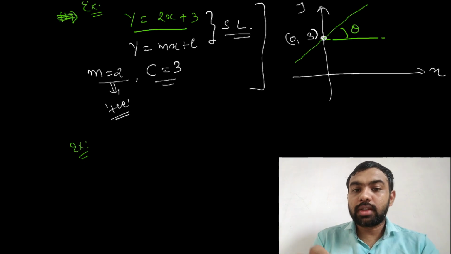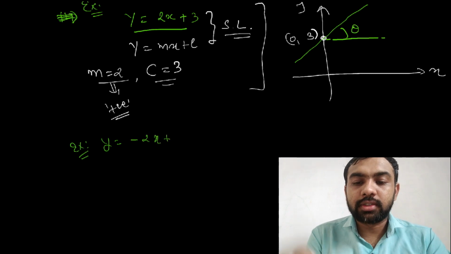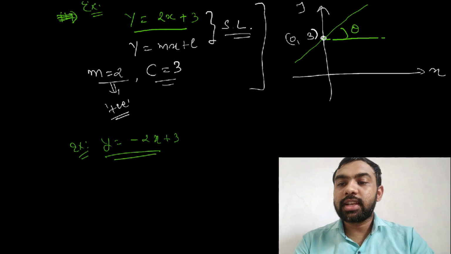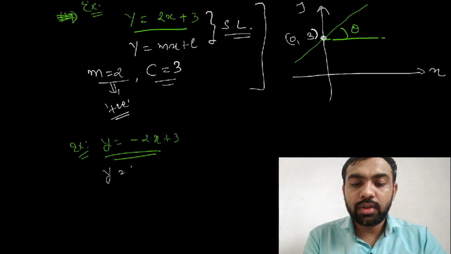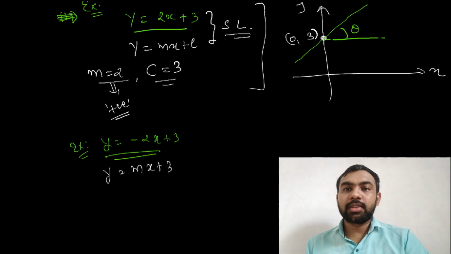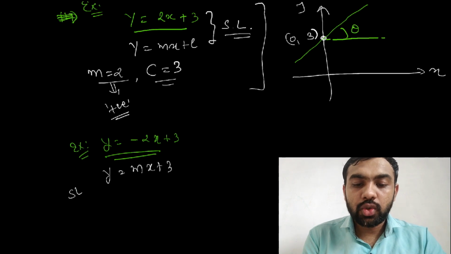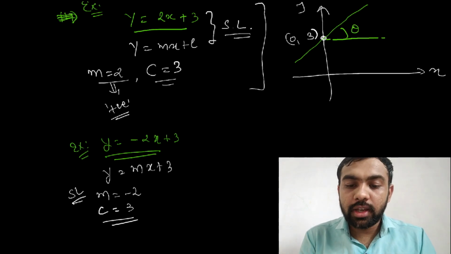Suppose you have to write in this way. See the example, y is equal to minus 2x plus 3. This type of case is given. Then again this equation is exactly similar to this. See, y is equal to mx plus 3. Again similar है, तो फिर again ये straight line हुआ. So m is equal to minus 2 and c is equal to 3. m is equal to minus 2 होगा और c क्या होगा? 3. So how do we draw this straight line?